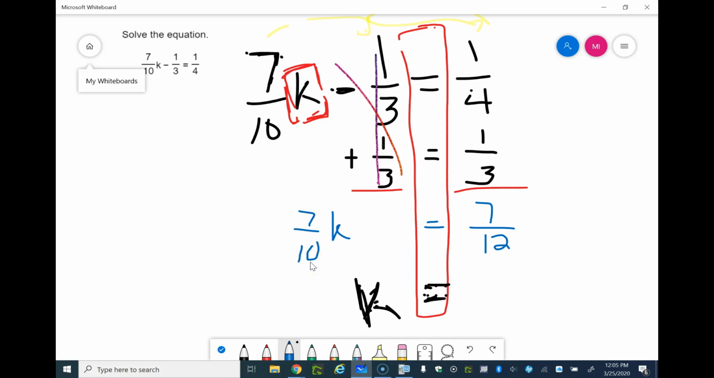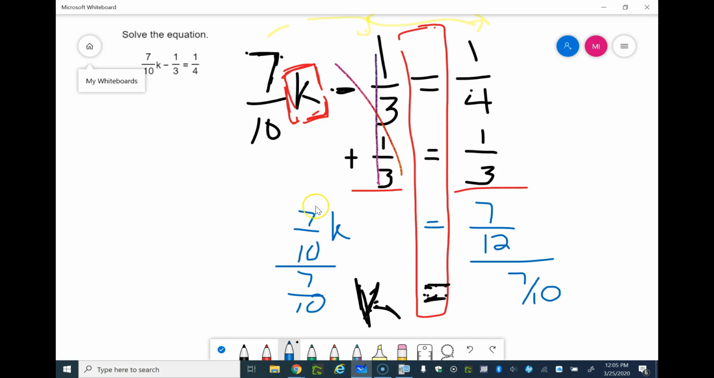7/10 is being multiplied by the k. Because we're side by side, they're being multiplied. So I need to take this 7/10 over to this side. What is the opposite of multiplication? It will be division. So I would divide the whole fraction on this side and divide the whole fraction also on this side.